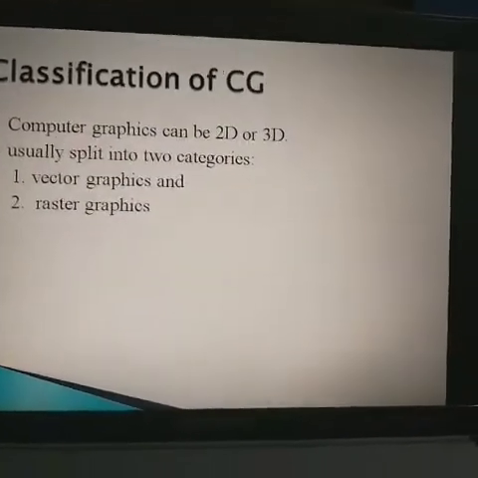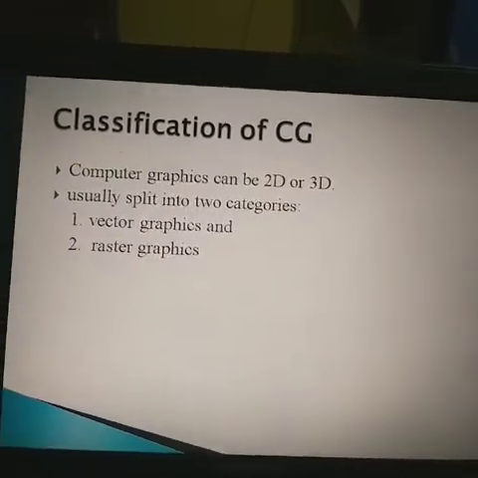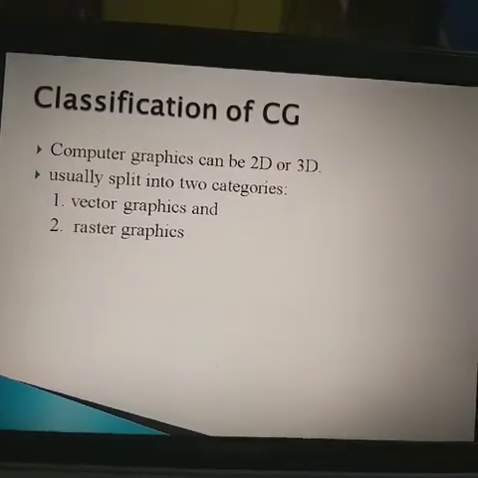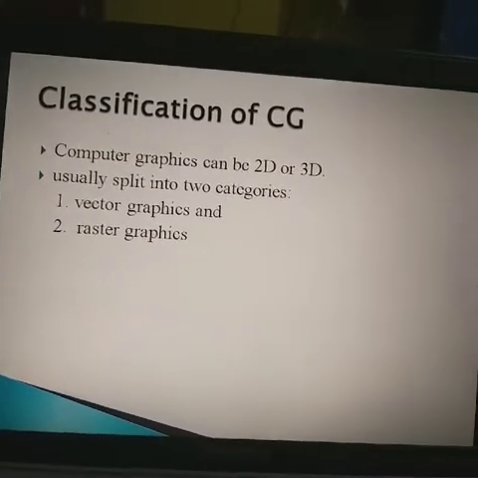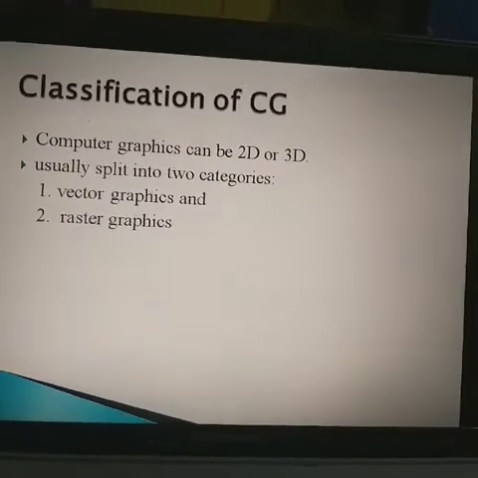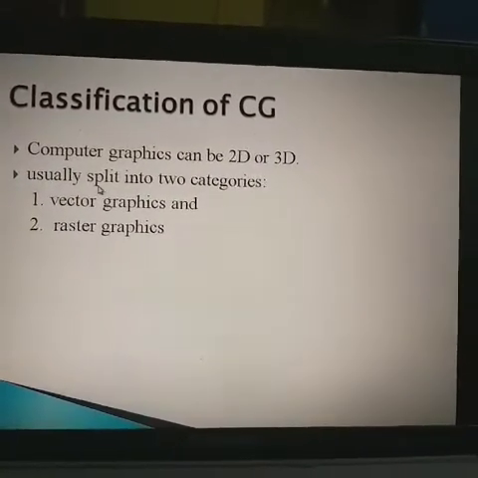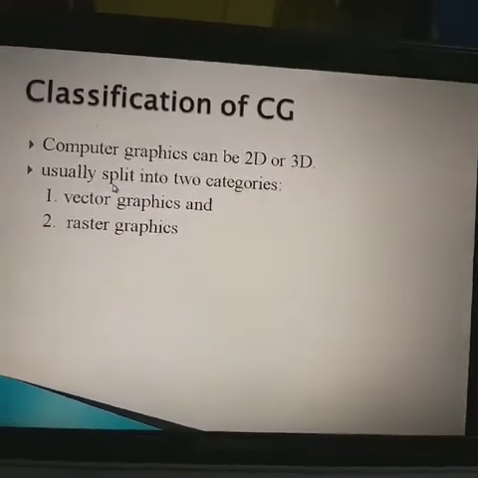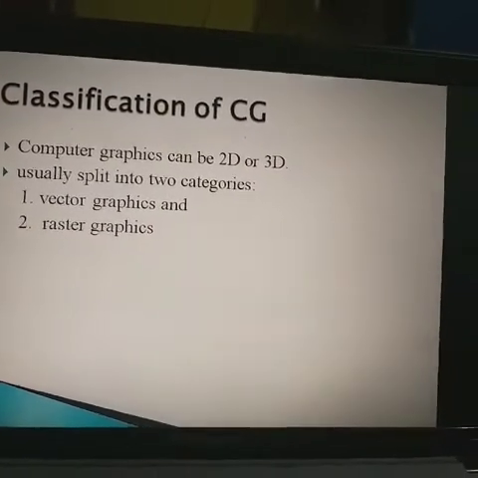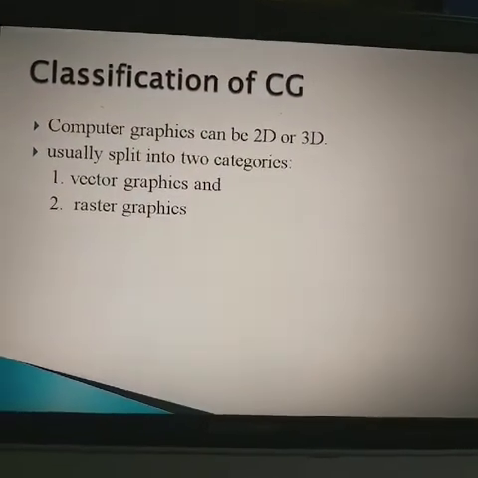The next one is the classification of computer graphics. It is basically divided based on various factors. First is the type of object. Type of object means any object may be two-dimensional or three-dimensional. Second, it is divided into two categories: the vector graphics and the raster graphics, which will be discussed in the next lecture.